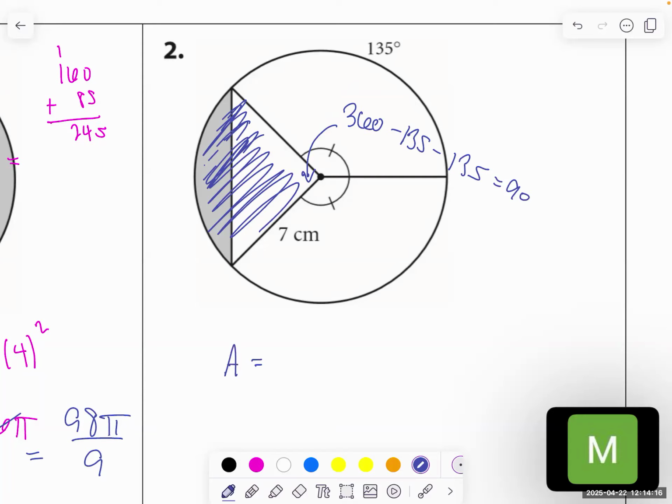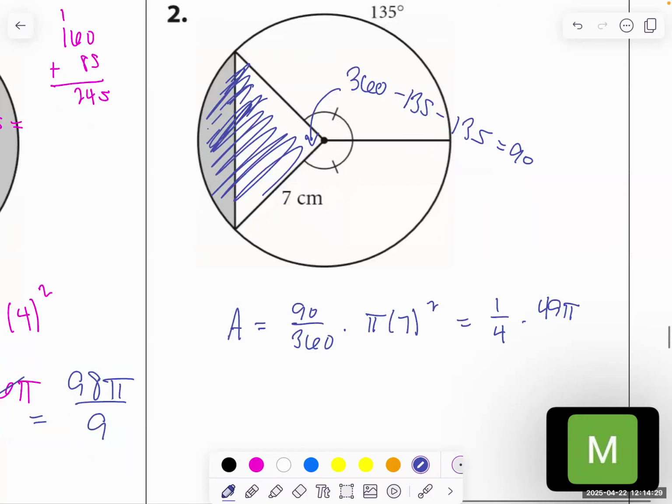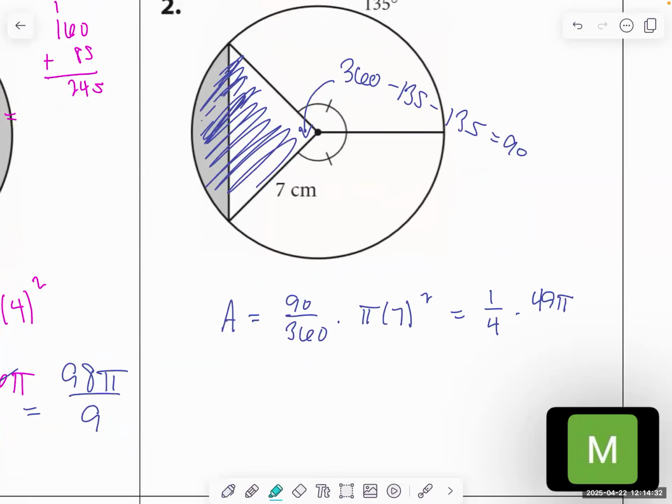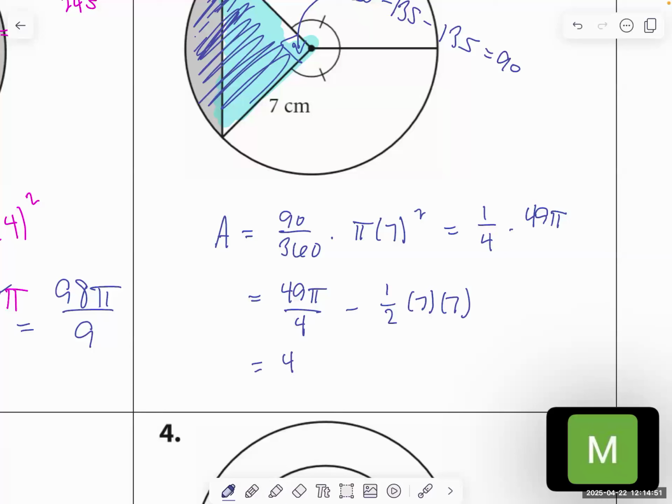So the area of the entire sector is going to be 90 over 360 times pi 7 squared, which is going to be 1/4 times 49 pi. Now, I want to subtract from that the area of this triangle. But notice, since it's a 90-degree angle, you can just use the normal 1/2 base times height. So I'm going to have 49 pi over 4 minus 1/2 base times height, which is going to end up being 49 pi over 4 minus 49 over 2. And that's my final answer. I can't combine them because this one has pi, so we'll just leave it like that.